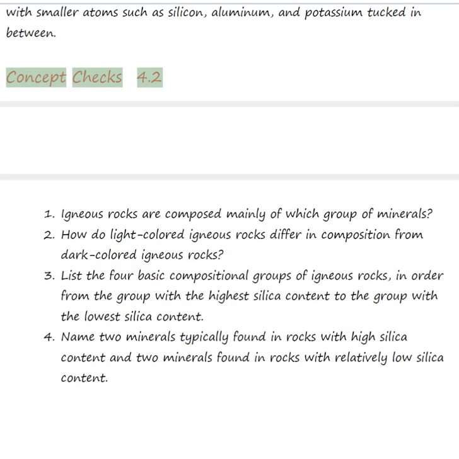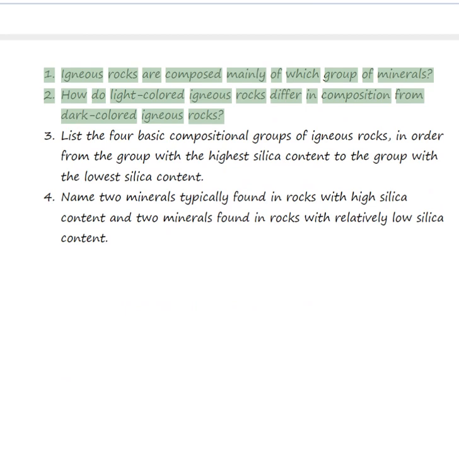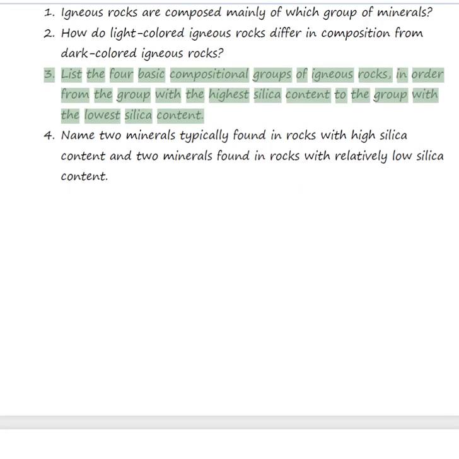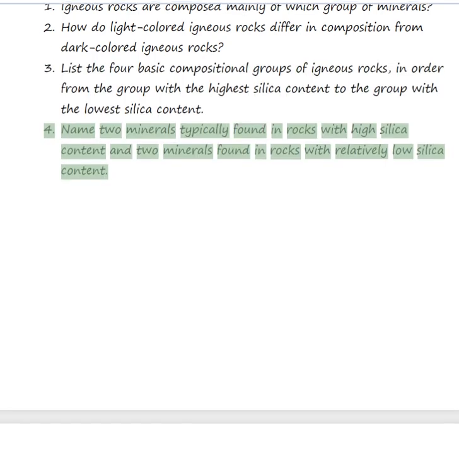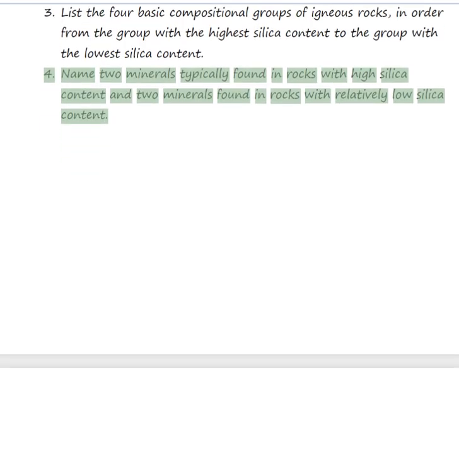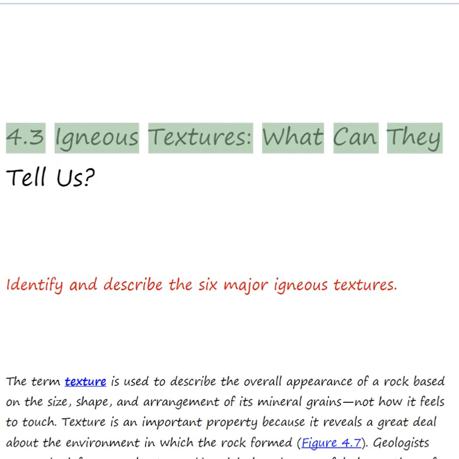Concept checks 4.2. 1. Igneous rocks are composed mainly of which group of minerals? 2. How do light-colored igneous rocks differ in composition from dark-colored igneous rocks? 3. List the 4 basic compositional groups of igneous rocks, in order from the group with the highest silica content to the group with the lowest silica content. 4. Name 2 minerals typically found in rocks with high silica content and 2 minerals found in rocks with relatively low silica content.